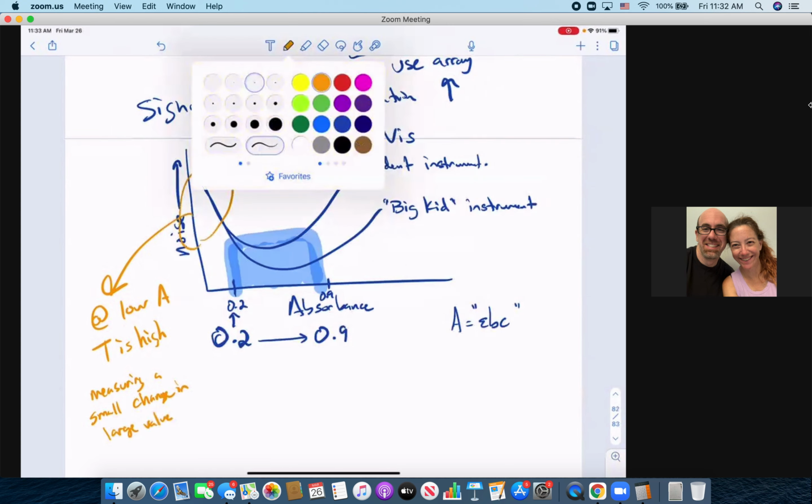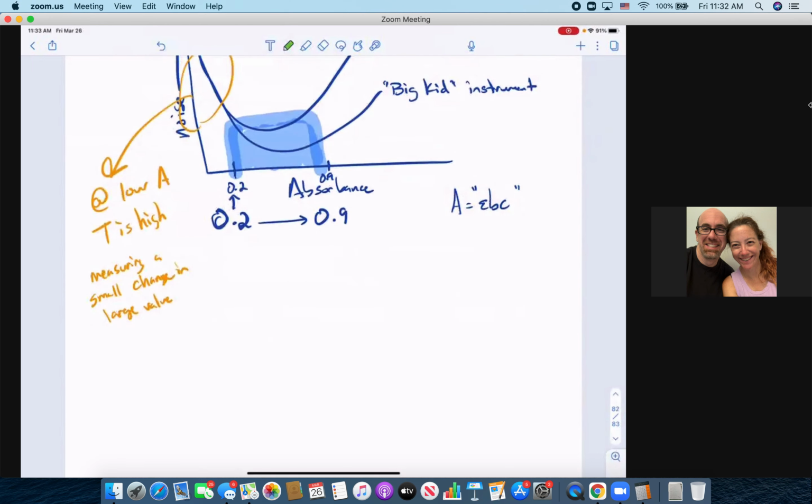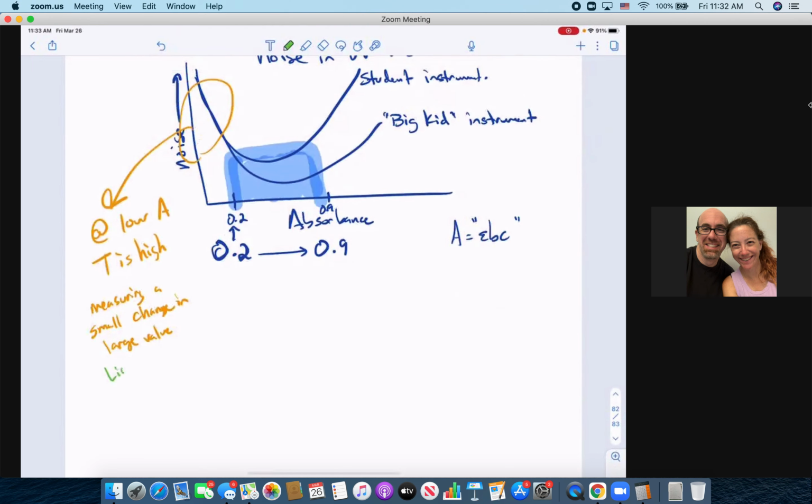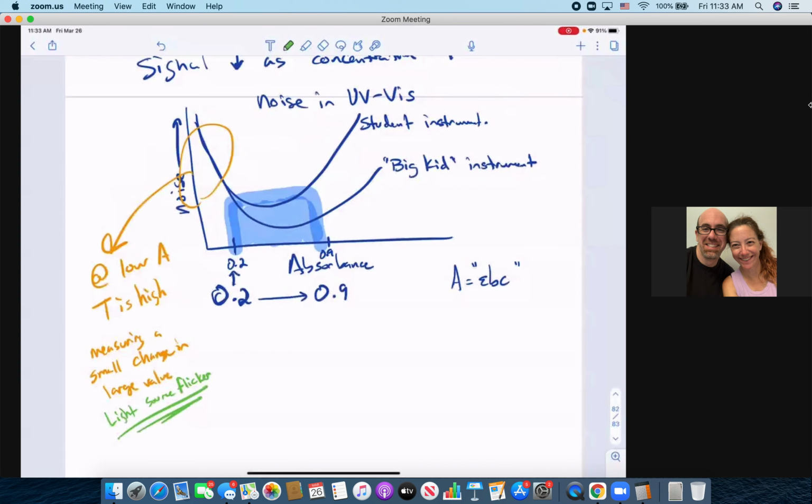And unfortunately, light source flicker is the dominant source of noise, as I mentioned before, in the ultraviolet and visible, right? That's the major source of noise. So your light source noise is the major contributor at low absorbance. And that is regardless of whether you have a good instrument or a bad instrument.